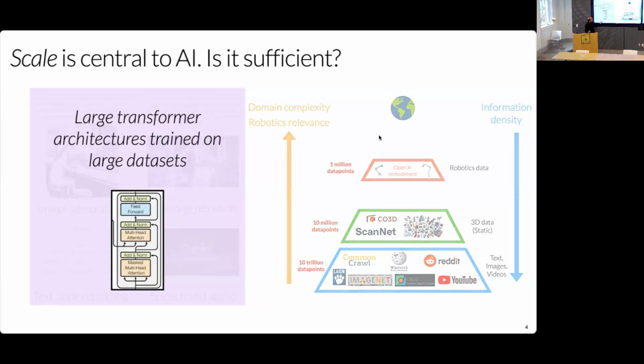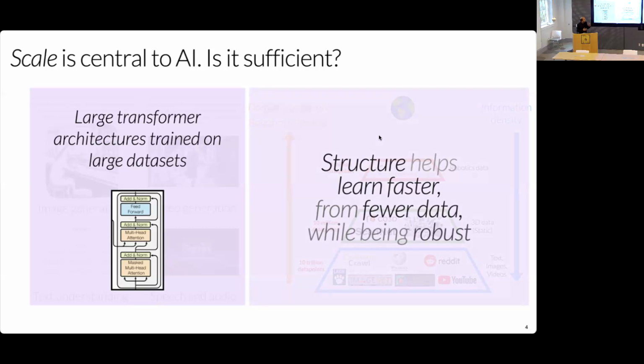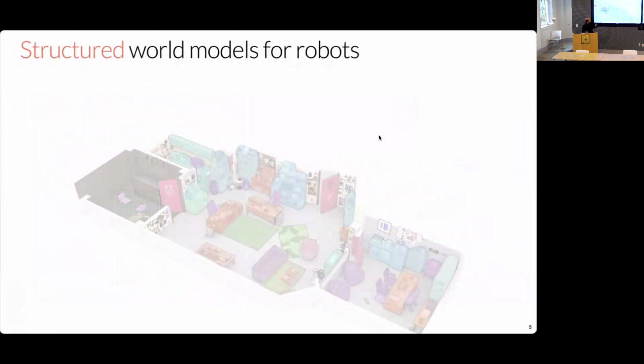The one solution pattern I've used in most of my research, and will continue to, is the notion of structure. There are lots of structures in the real world, lots of phenomena we know about, which can make learning faster and from less data, and you can also be more robust without needing to be complex. So my overall research vision is to build structured world models for robot learning.